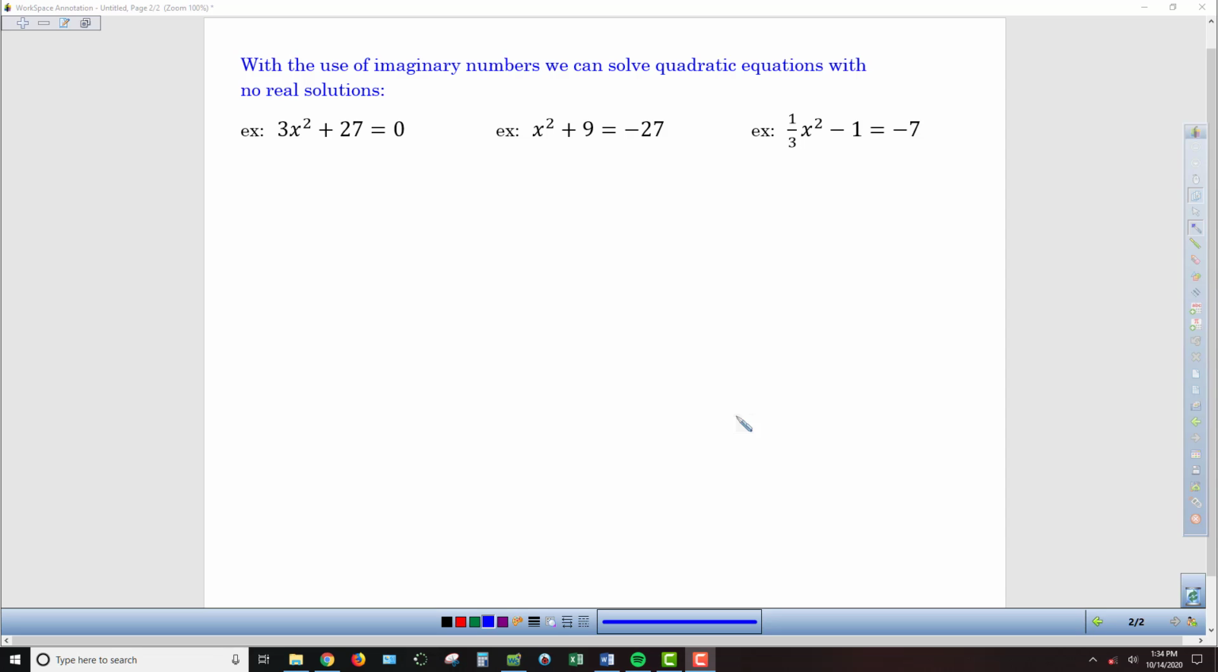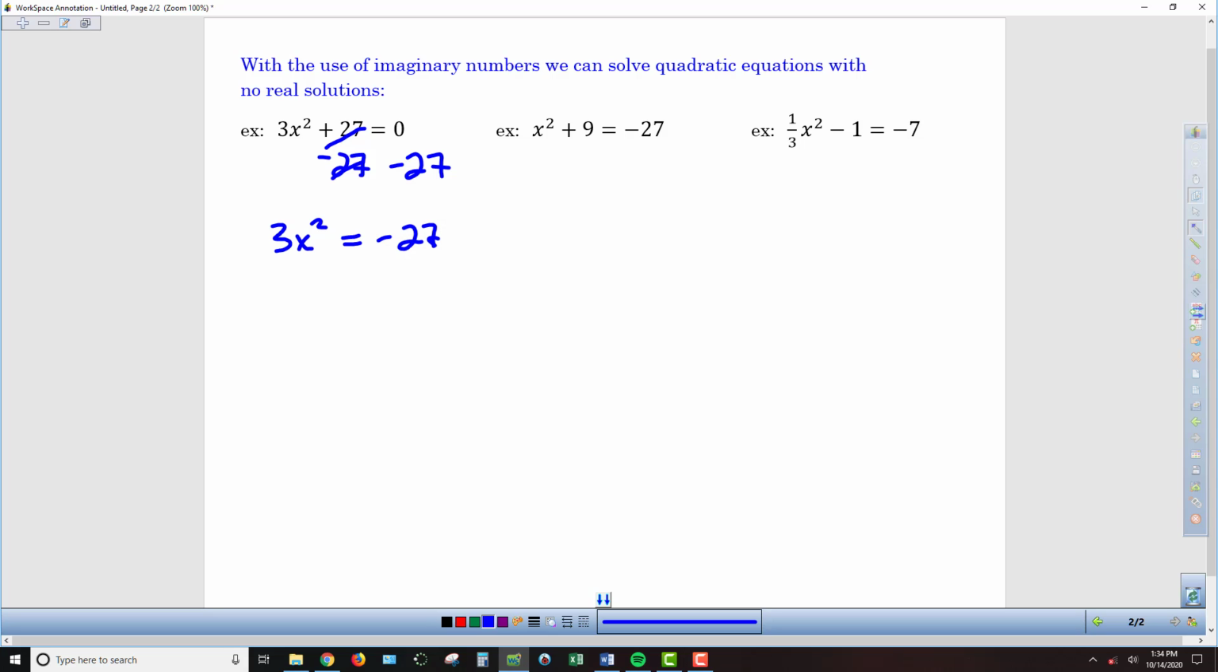So for the examples that we have in front of us, we're going to solve all of them using square roots. As we look, there's no x term in any of the equations, so that means I can just isolate the x squared and then take the square root of both sides. So that's what I'm going to do on this first one. I'm going to start off by subtracting 27 from both sides. So I get 3x squared equals -27.